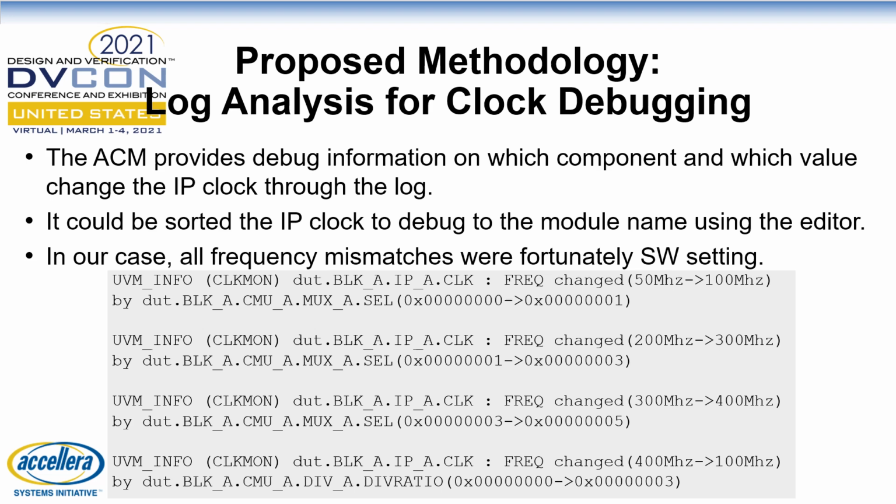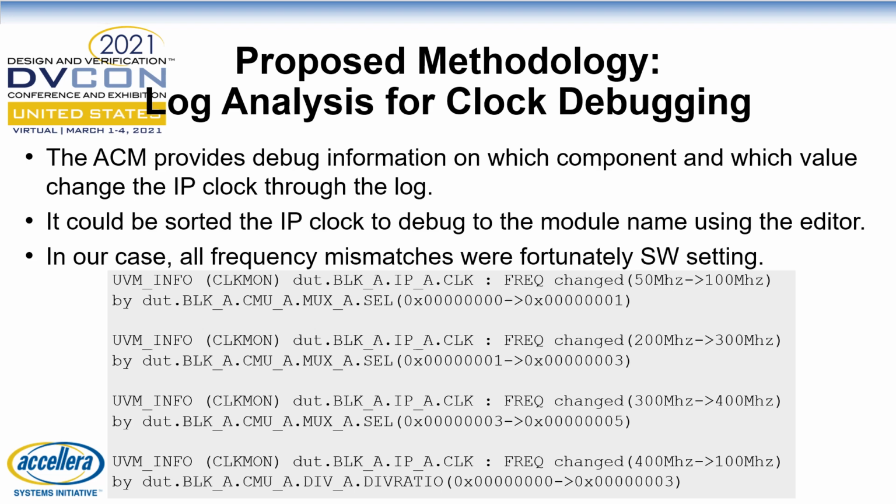The ACM provides debug information to enable log analysis for clock debugging. This slide shows the result of simply sorting the IP clock to debug by the module name using the text editor. So we can know how the IP clock changes at a glance, and we can check where there are unexpected IP clock frequencies. We didn't use any script for clock debugging through the ACM log.